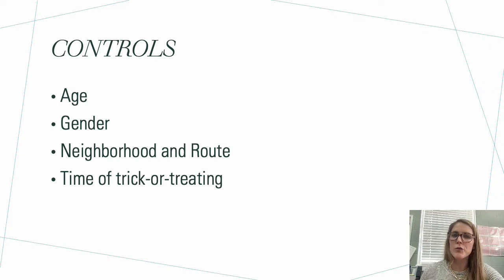But we need to control for some other variables to be sure that any difference in the amount of candy between these costume types is really due to the costume type worn and not something like age, gender, the neighborhood and route, or the time of trick-or-treating. So we're going to send these trick-or-treaters out at the same time, tell them to go through the same neighborhood, use the same route, and we're going to make sure that each group of trick-or-treaters is about the same age range and has the same makeup of gender.